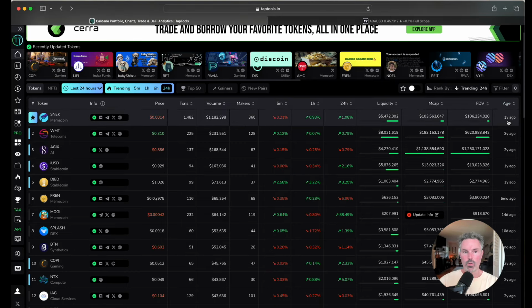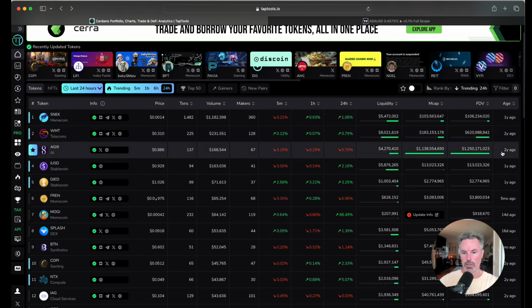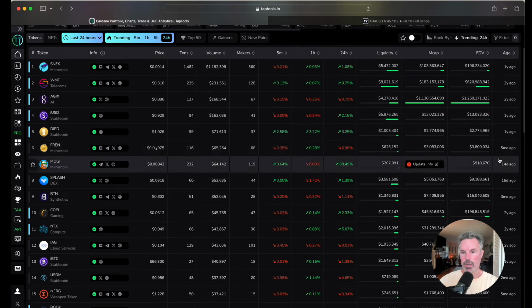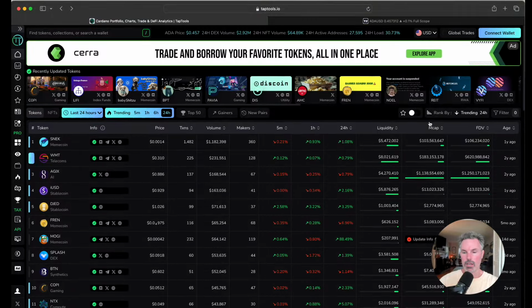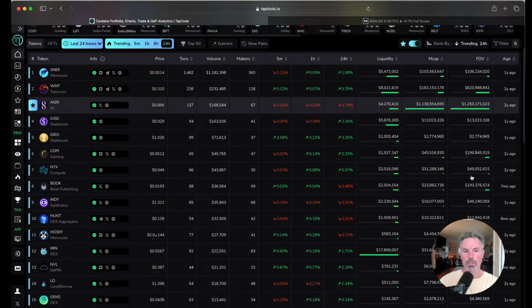Okay, so SNEC, 1 year old. World Mobile, 2 years. AGIX, 2 years for the Cardano implementation. IUSD, a year. JED, a year. Friend, 5 months ago. This Moji, 14 days ago. Okay, and I'll toggle here to my watch list just to kind of break things down. You look at Cornucopias, 2 years.